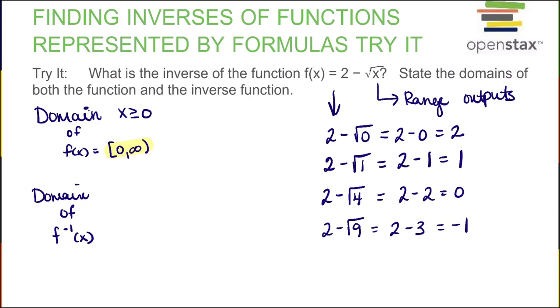And you get negative 1. Now the point is, do you see what's happening? All the numbers are getting lower. So 2 looks like it's the highest number. So all the numbers for your range for this function, it's going to be all numbers that are less than or equal to 2.